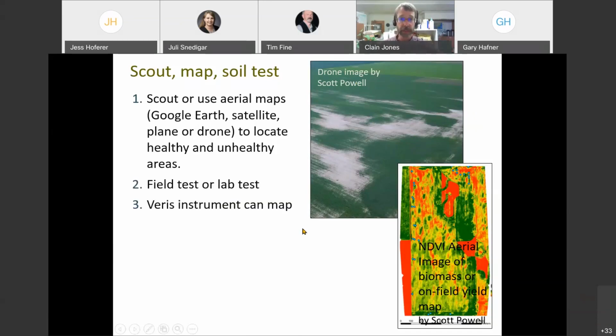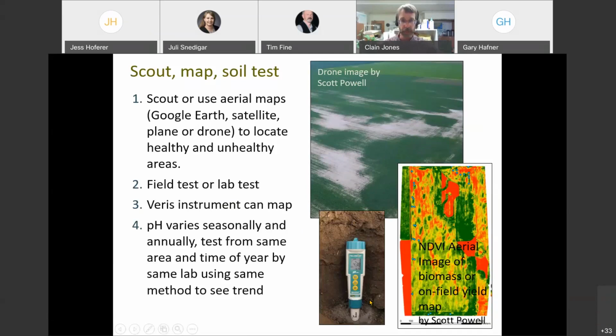Strongly recommend field testing or lab testing, both bad and good areas. There's an instrument called Veris, which can map pH, and you can also measure pH with what's called a pH stick by hand. Mix a little soil and water slurry at the bottom of a pit. Do keep in mind here that pH varies seasonally and annually, so I would strongly recommend that you test from the same area and the same time of year by the same lab using the same method to make sure that what you're seeing is actually a trend and not just random fluctuations.